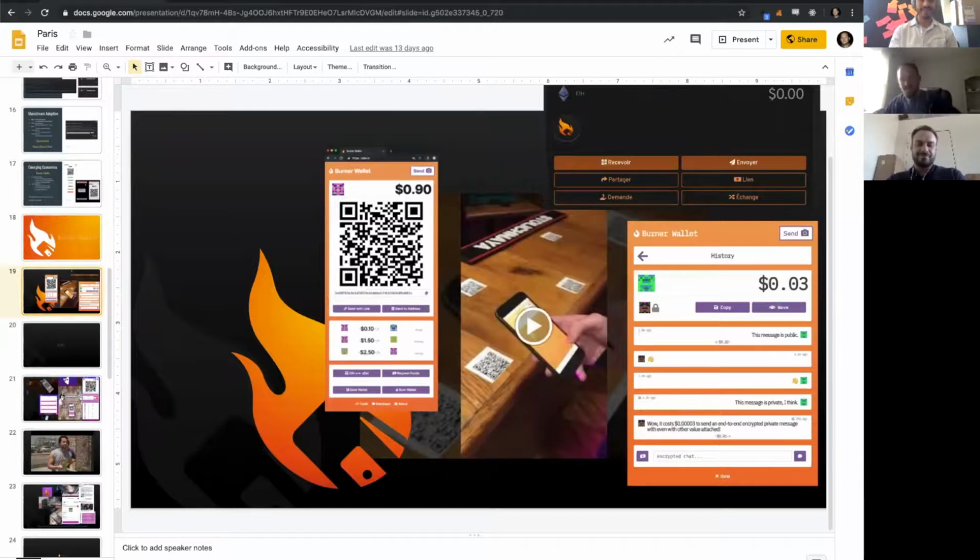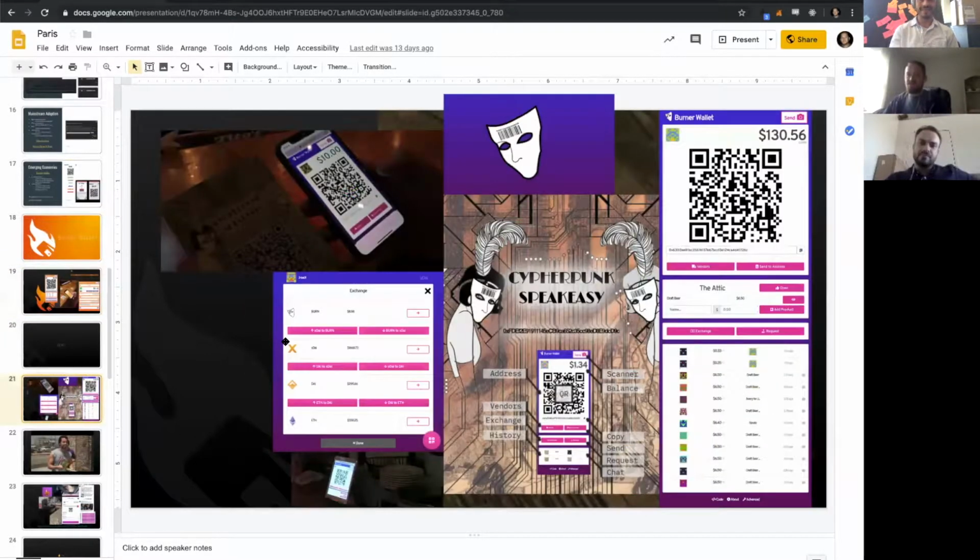And that led to the idea that maybe we could use this at ETH Denver, which sort of led to the Cypherpunk speakeasies. You want me to jump on that now? Yeah, in one second, dude.